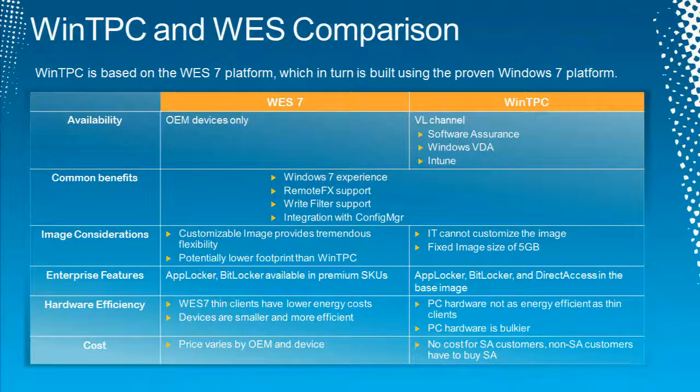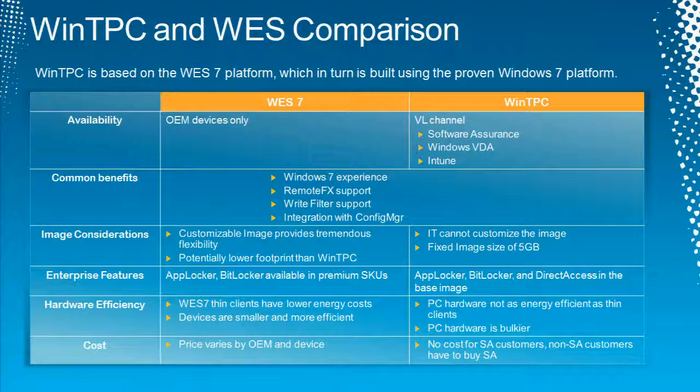Windows 10 PC is available through VL channels, through your volume licensing agreements. And we'll talk about this in greater detail, but essentially it's available through software assurance. Any vehicle that delivers software assurance to you, Windows 10 PC is available through that channel. Wes 7 and Windows 10 PC share a lot of common benefits. The Windows 7 experience, the remote effects, right filter functionality and the system center integration. They share that, but that's about where the similarities end.